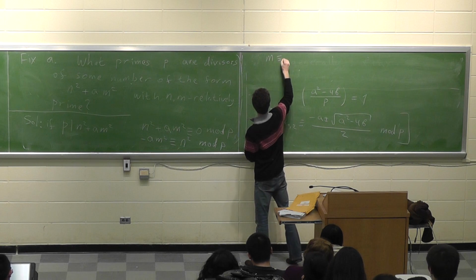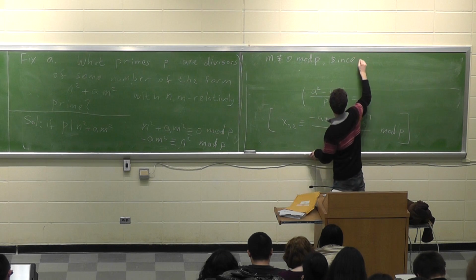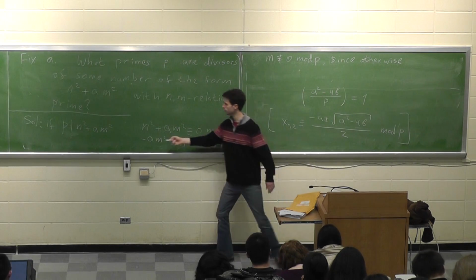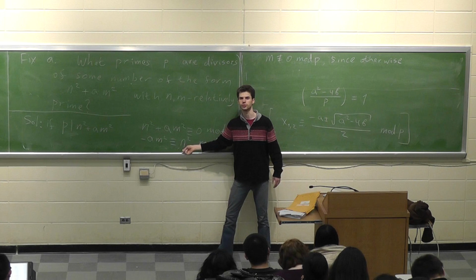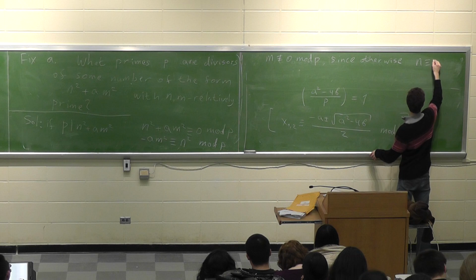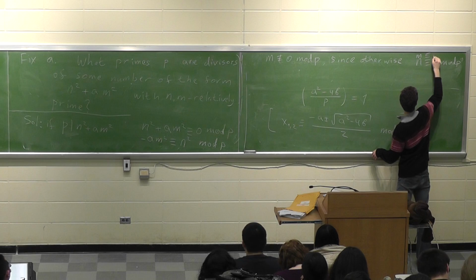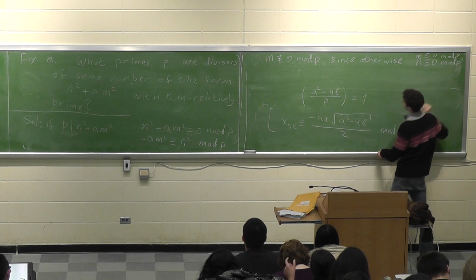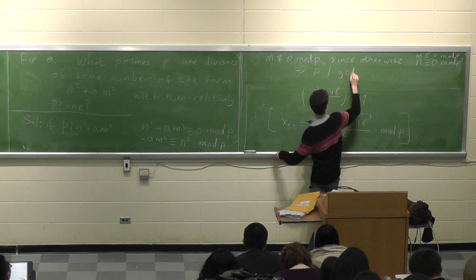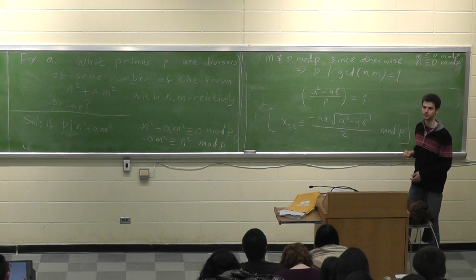m is not congruent to 0 modulo p, since otherwise, what happens? If m is congruent to 0, then n is congruent to 0 as well. But then both of them are divisible by p, and then p is a divisor of their greatest common divisor. But it is 1.